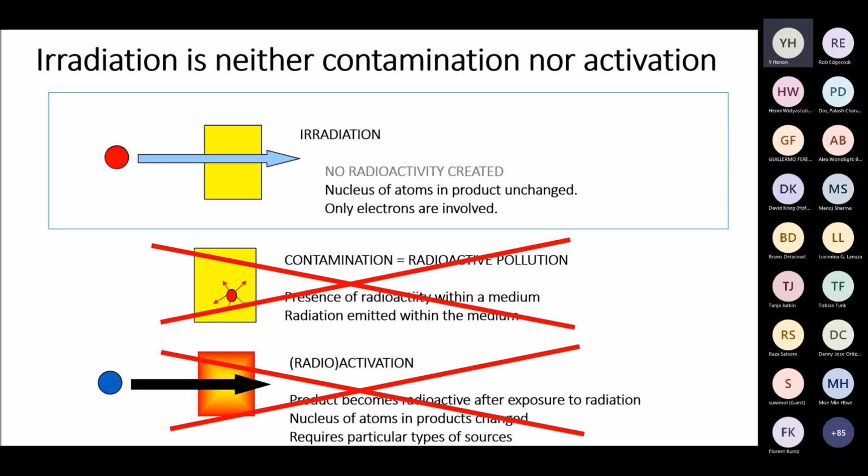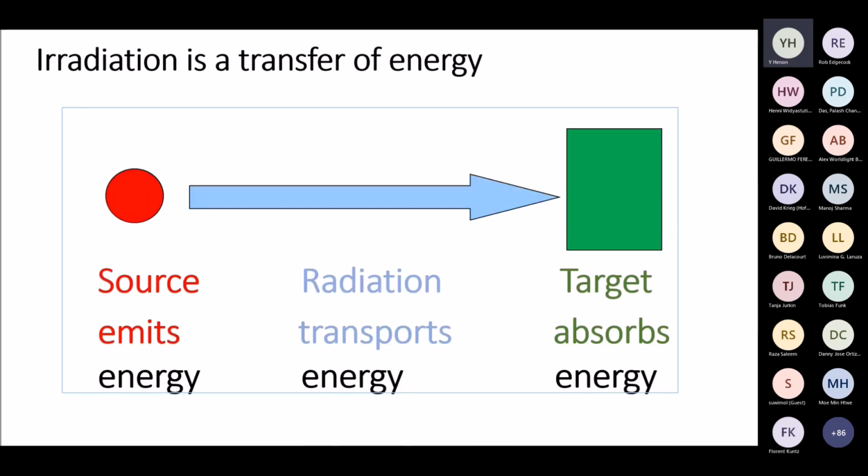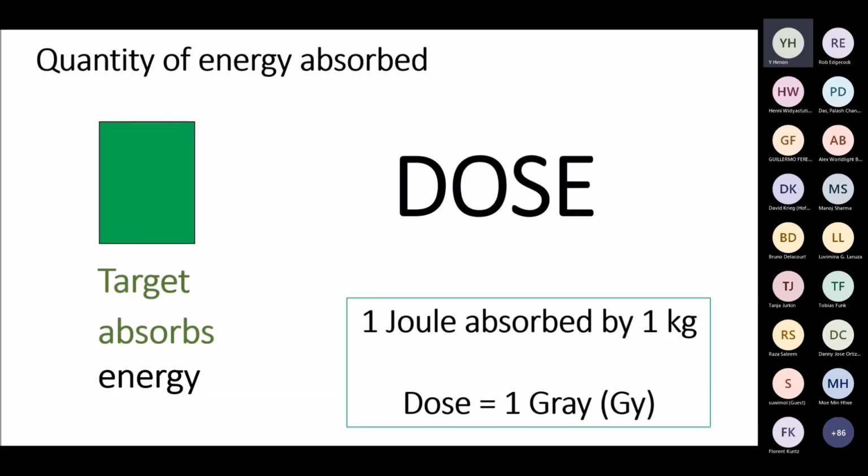So make sure to understand that irradiation does not mean contamination, and it does not mean radioactivation. Simply said, irradiation is a transfer of energy. So the source of radiation emits energy, the radiation transports the energy, and the product being treated will absorb the energy. The key unit there is the quantity of energy that is absorbed.